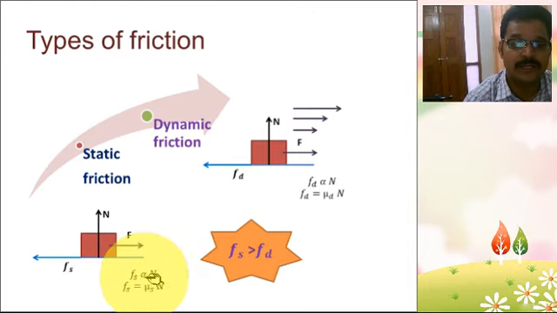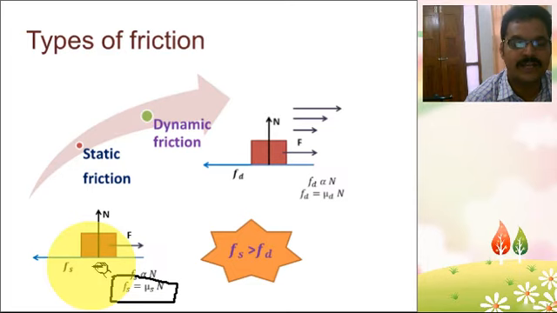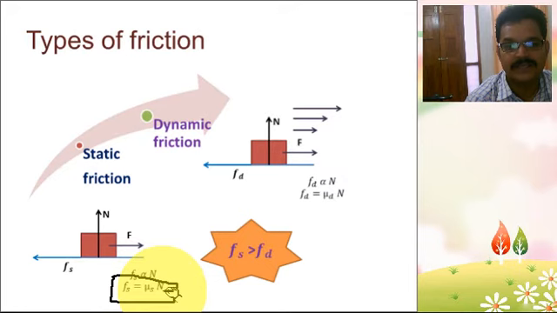To remove the proportionality, we use a constant called mu s. This mu s is called the coefficient of static friction. Therefore Fs equals mu s n is the formula for static friction. If you want to calculate static friction, use this formula: Fs equals mu s n. Fs is static friction, mu s is the coefficient of static friction, n is the normal force. This is what static friction is.